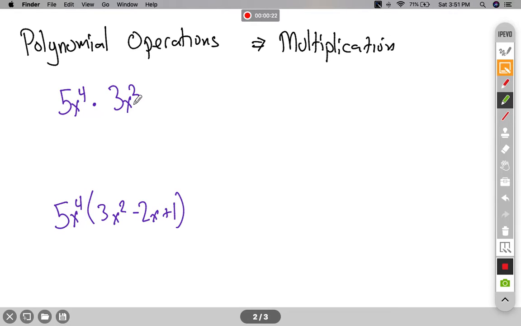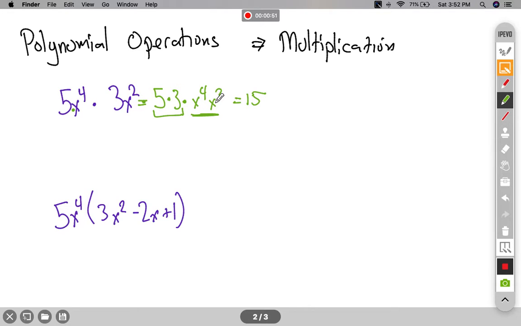If we are just multiplying again, remember we can multiply in any order. So we can move this around. This 5x to the fourth is really 5 times x to the fourth. And this 3x squared is 3 times x squared. So we can multiply the 5 and the 3 together to get 15. We can multiply the x to the fourth times the x squared.